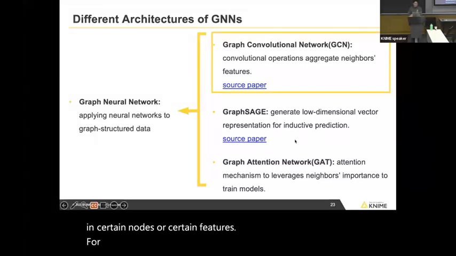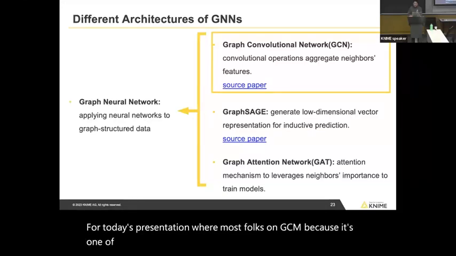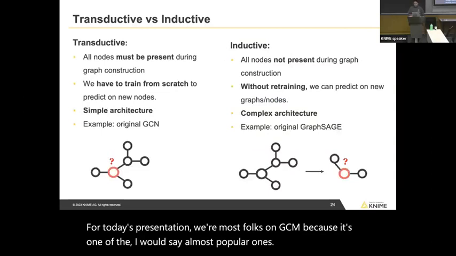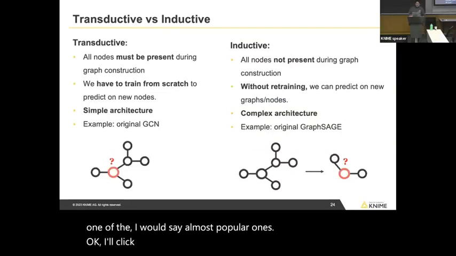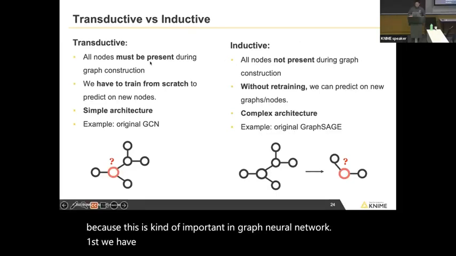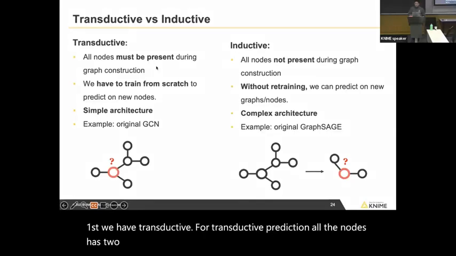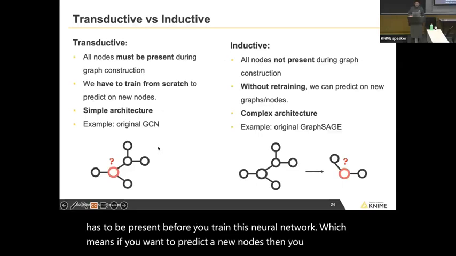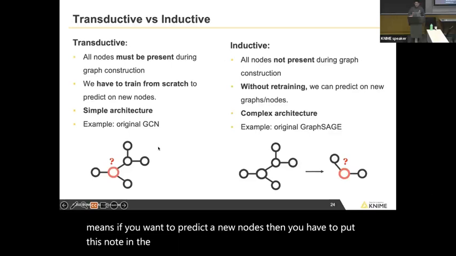For today's presentation, we're mostly focused on GCN because it's one of the, I would say, most popular ones. Okay, a quick explanation of what transductive and inductive are, because this is kind of important in graph neural networks. First, we have transductive. For transductive prediction, all the nodes have to be present before you train this neural network, which means if you want to predict a new node, then you have to put this node in the graph and train over again.